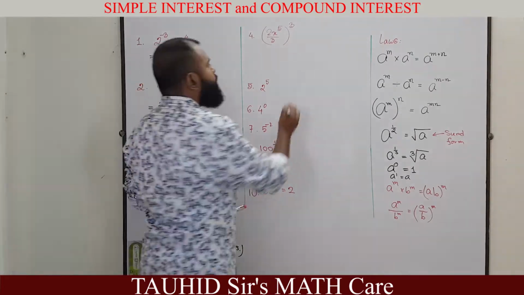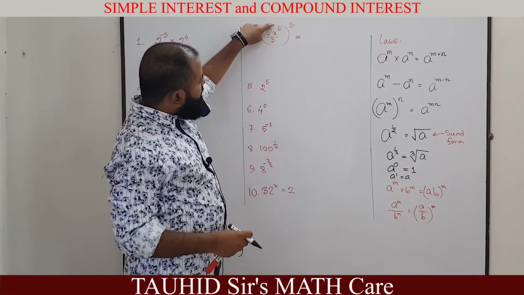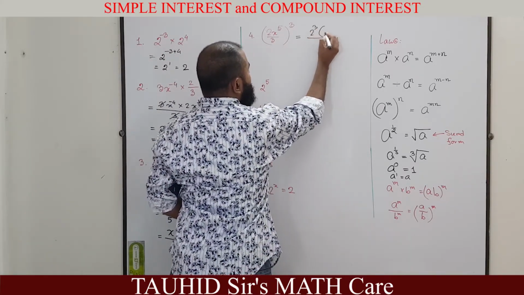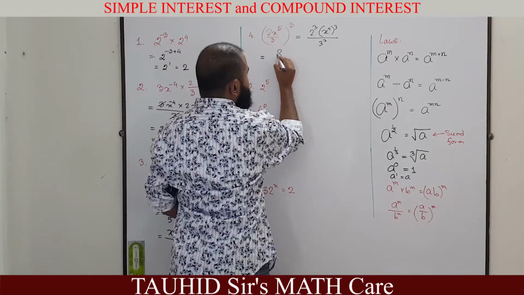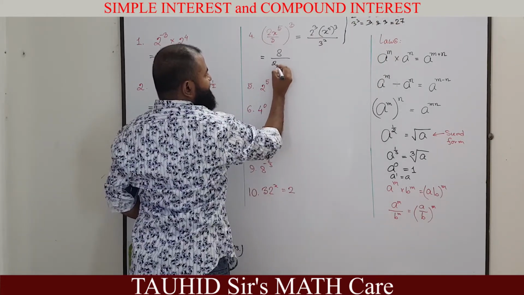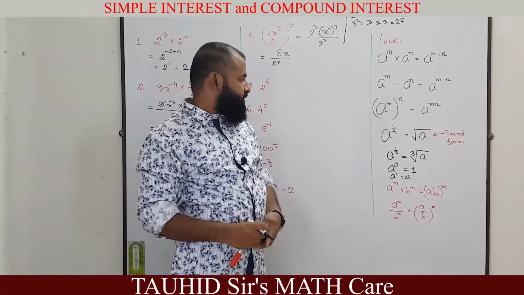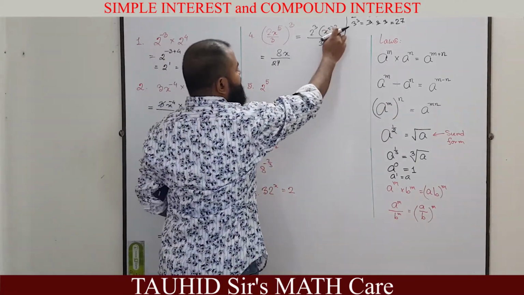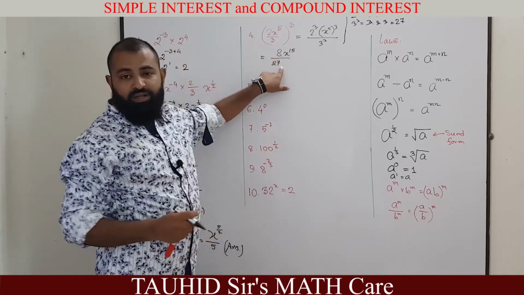Question number 4, 2x to the power 5 divided by 3 whole cube. That means this power will be applied for each of them. That means 2 cube x to the power 5 cube divided by 3 cube. 2 cube means 8, 3 cube means 27. So 8 divided by 27, and what about x? X to the power 5 to the power 3. So a power above another power, the powers will multiply. So 5 into 3, 15. It becomes 8x to the power 15 divided by 27.